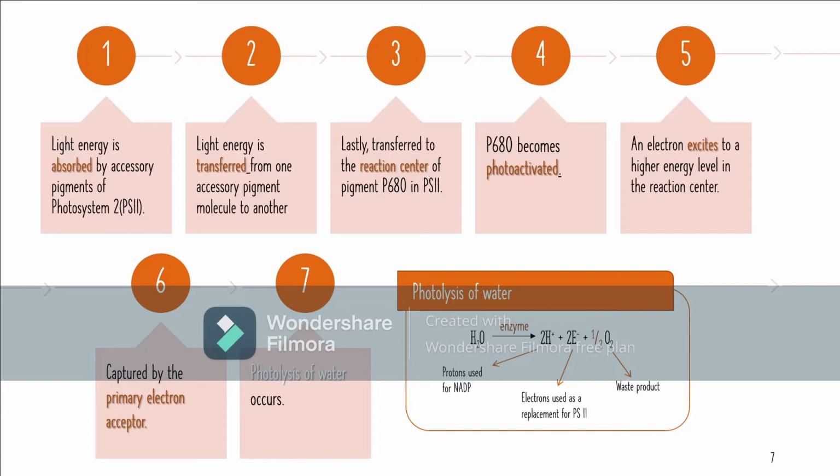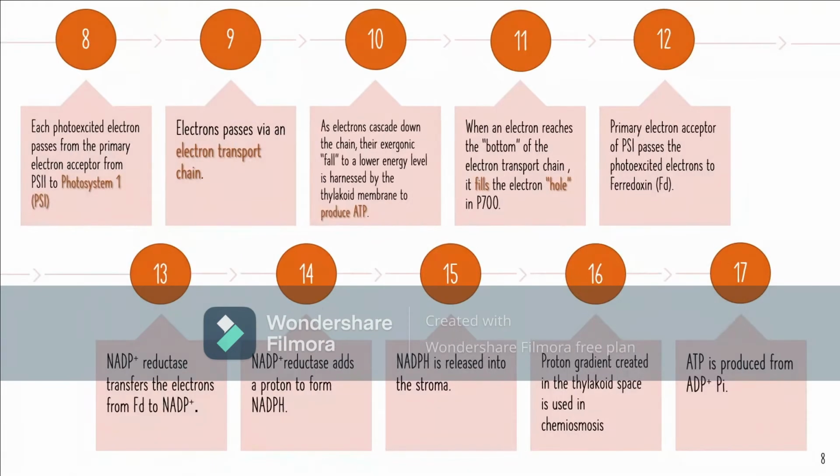Photolysis of water occurs. Photolysis of water is a process of an enzyme called Z protein that contains manganese, extracting electrons from water and supplying them to P680, replacing the electrons that the chlorophyll molecule lost. And a water molecule splits into 2 hydrogen ions and an oxygen atom, which immediately combines with another oxygen atom to form O2. Each photoexcited electron passes from the primary electron acceptor of PS2 to photosystem 1 or PS1.